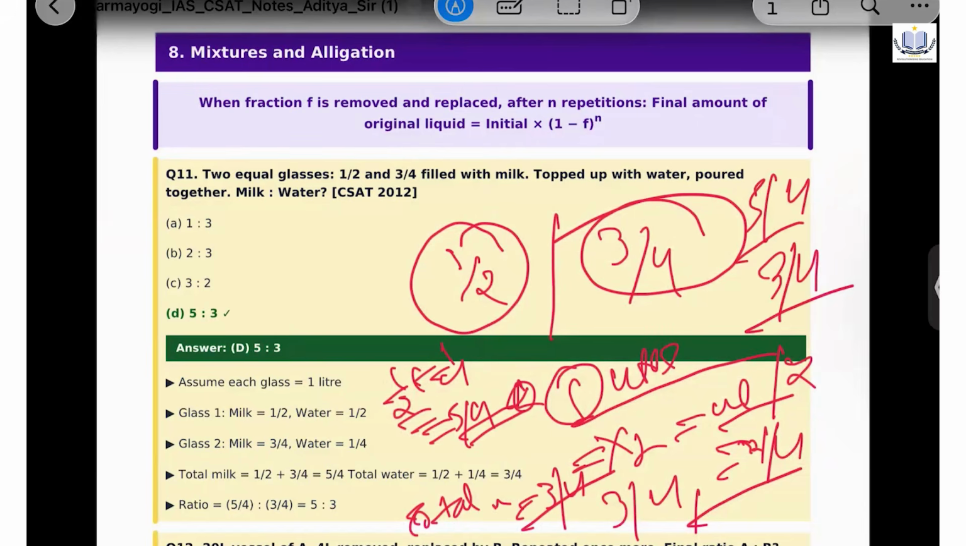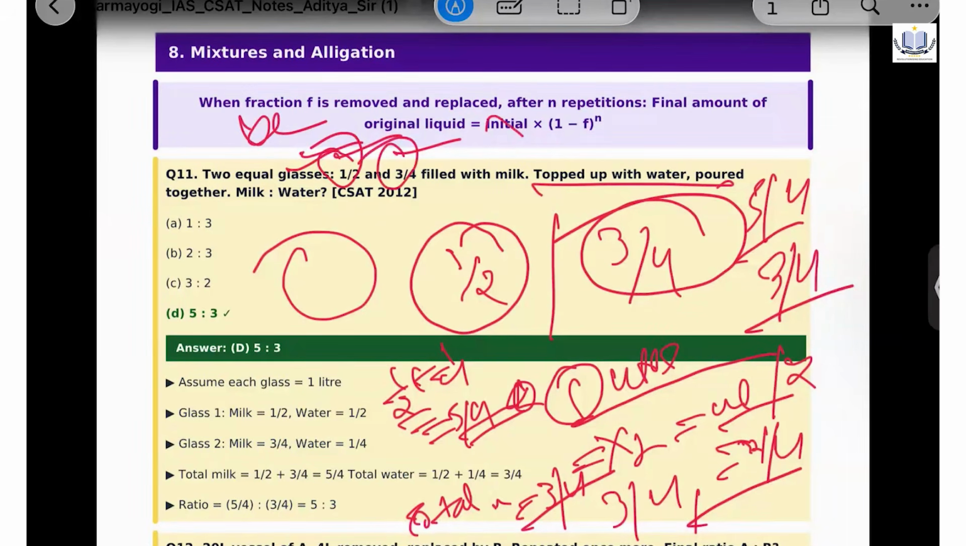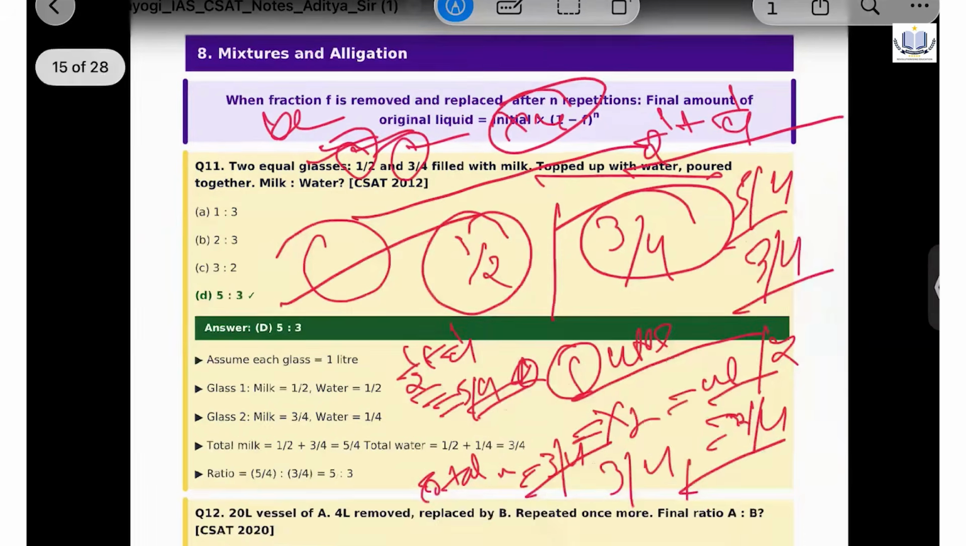Look again, 2 glasses, one half and one 3/4 filled with milk. Topped up with water means both also have water. Poured together, what will be the ratio of milk to water? If half is milk, then half is water. If 3/4 is milk, 1/4 is water. So water became half plus 1/4. The rest is milk. Divide both and we'll get the answer.